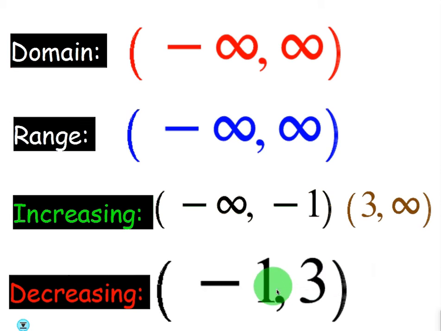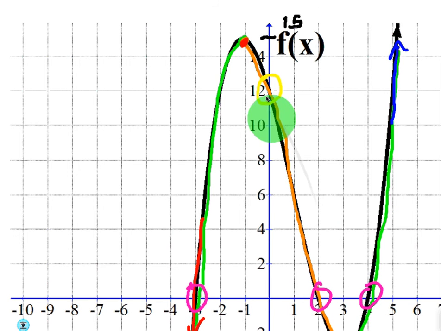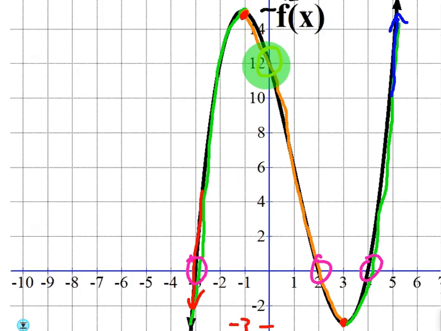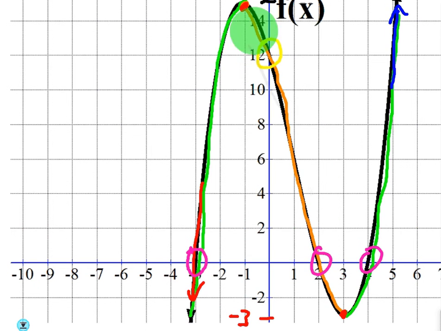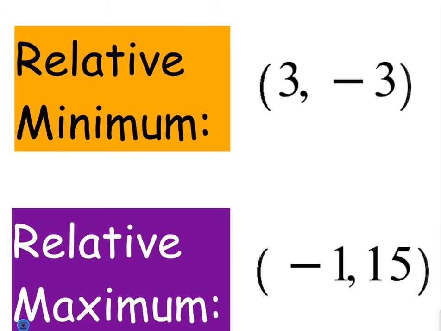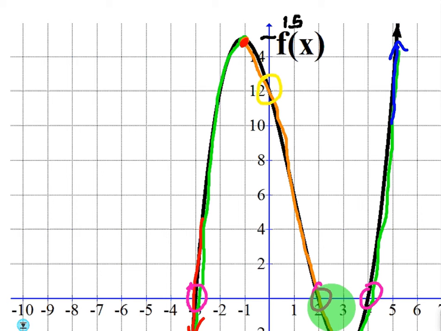Decreasing, it's going to decrease from negative 1 to 3. So from this x value down to this x value, the graph goes down. Has a relative minimum at 3, negative 3.